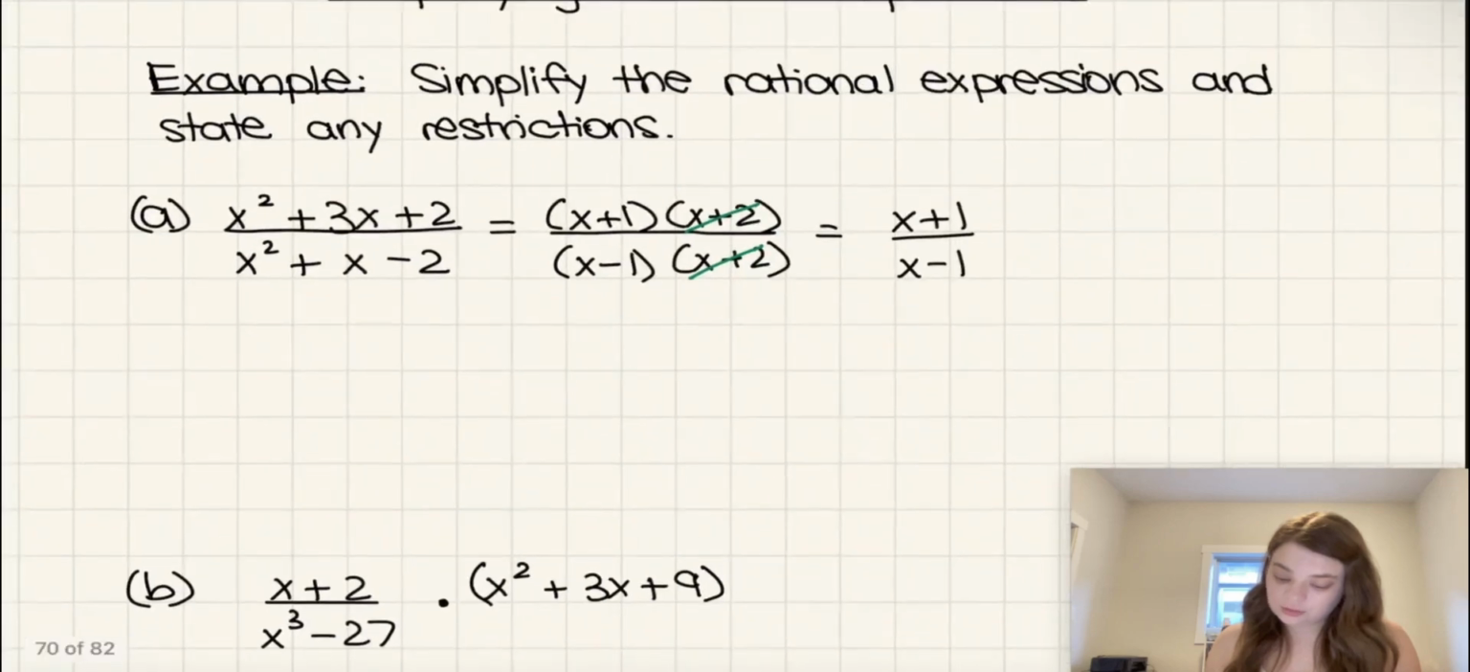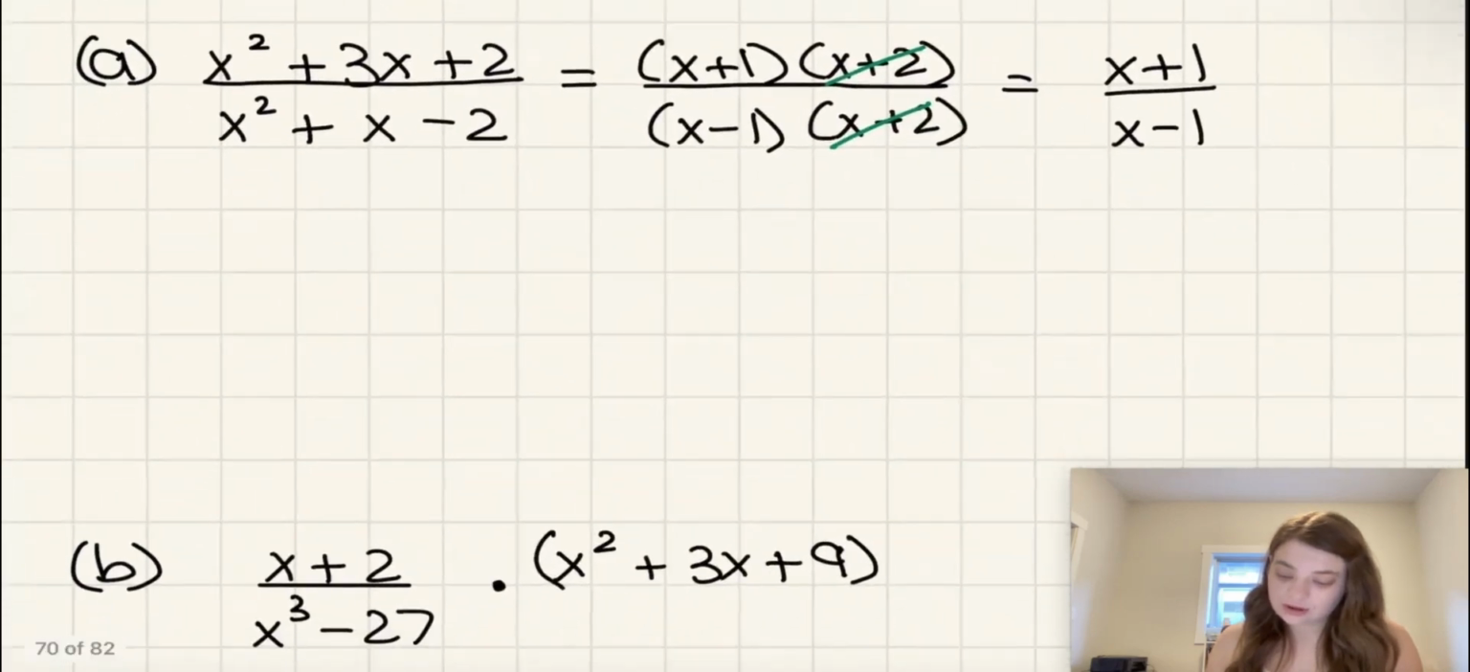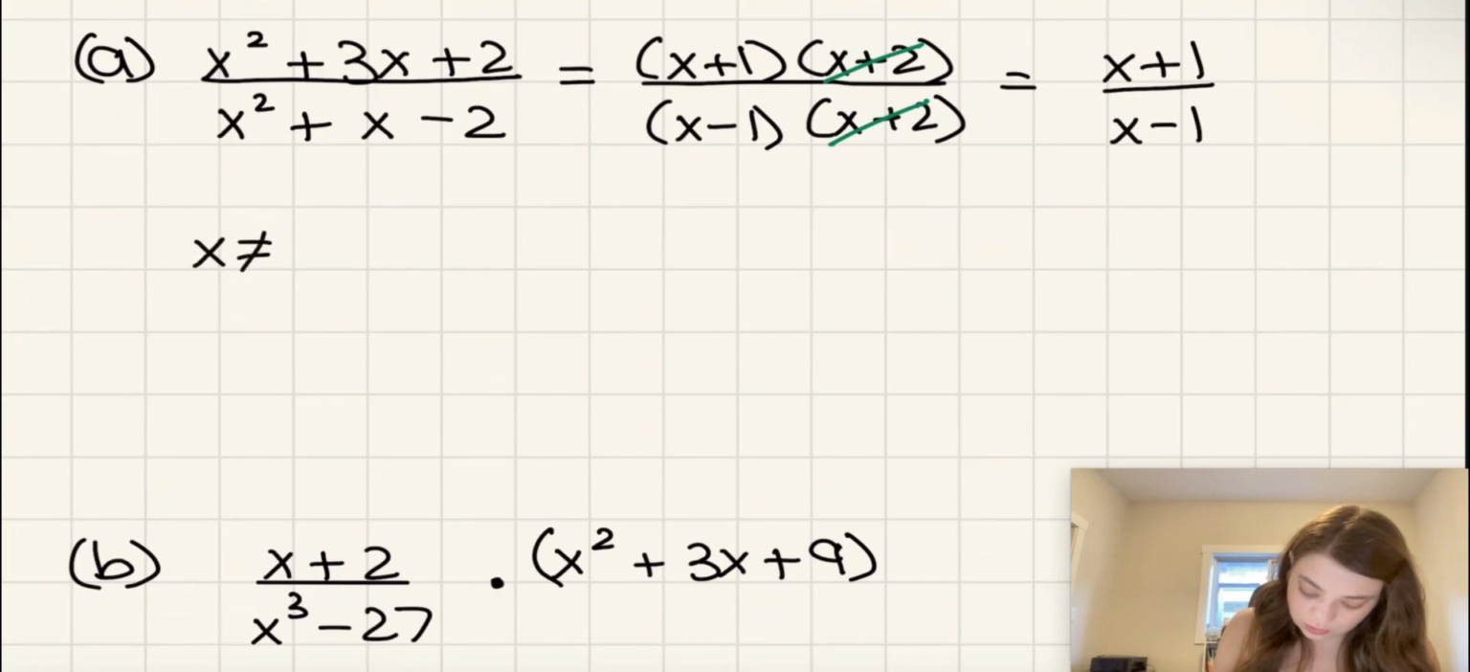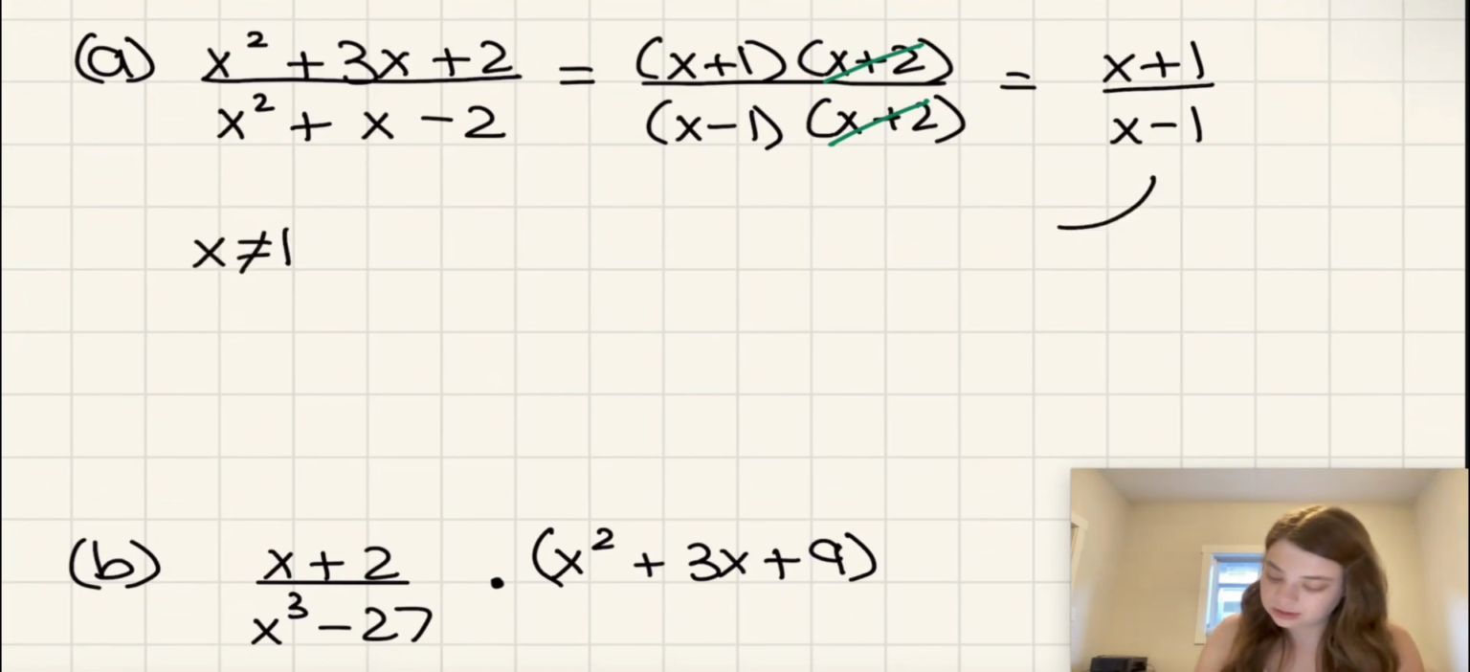The other part of the question was to state any restrictions. A restriction occurs whenever we have a value for x that would make the function undefined. In the context of rational equations, that means the denominator cannot be 0. And so any value that would make the denominator 0 is a restriction. So the first restriction is that x cannot equal 1, because notice that if x was equal to 1, and we plug that in here, we would get 2 over 0, and 2 over 0 is undefined, right? Because 0 is in the denominator there.